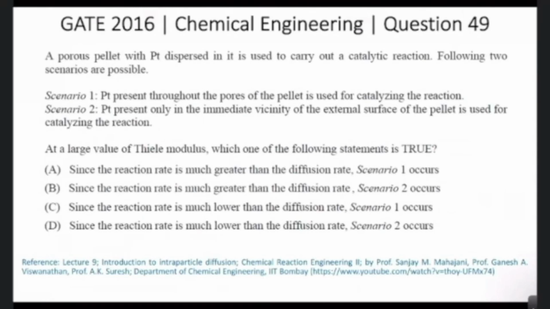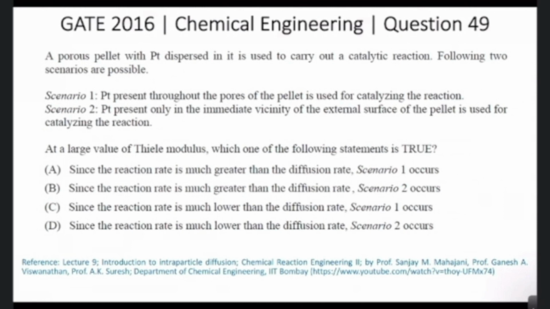This is a question from GATE 2016 from Chemical Engineering, question number 49. A porous pellet with platinum dispersed in it is used to carry out a catalytic reaction. Following two scenarios are possible. Scenario 1, platinum present throughout the pores of the pellet is used for catalyzing the reaction. Scenario 2, platinum present only in the immediate vicinity of the external surface of the pellet is used for catalyzing the reaction. At a large value of Thiele modulus, which one of the following statements is true?